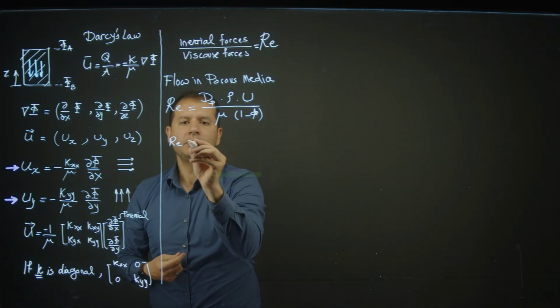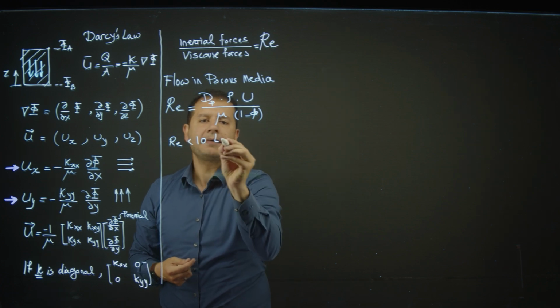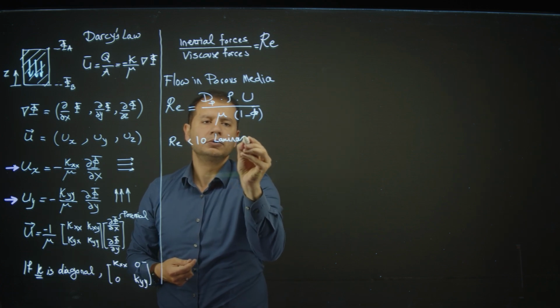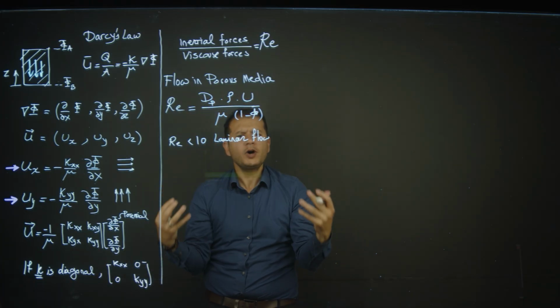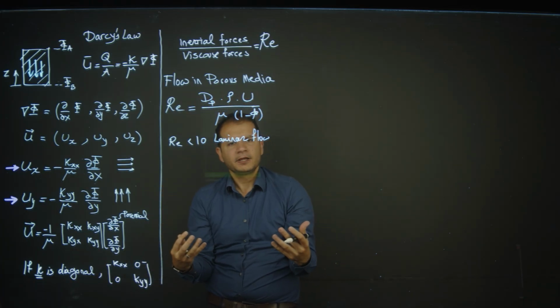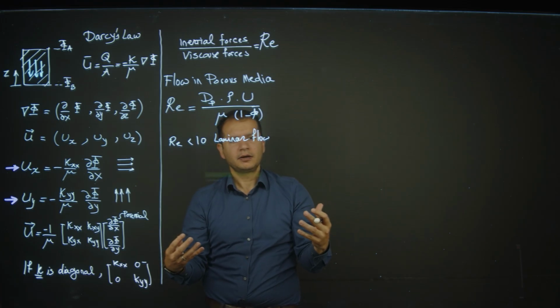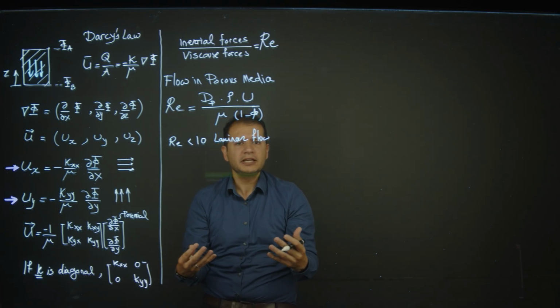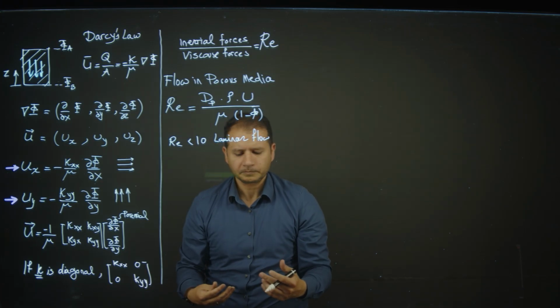If your Reynolds number is a lot less than 10, you are in laminar flow, which means that your viscous forces are quite significant. Your inertial forces are not significantly higher than viscous forces. So the system is pretty much viscous dominated.